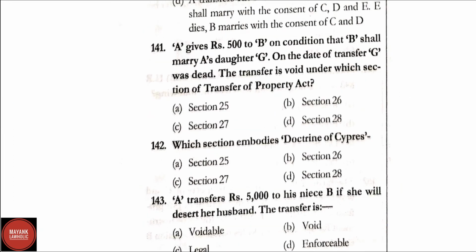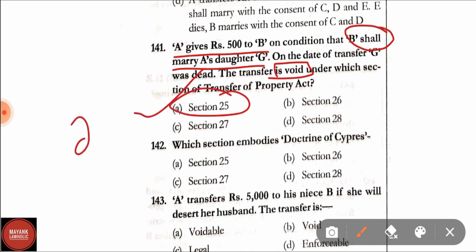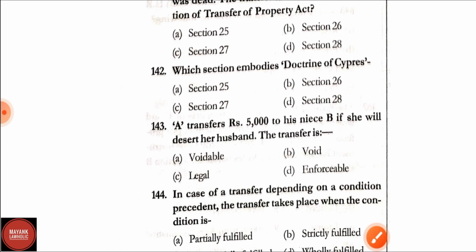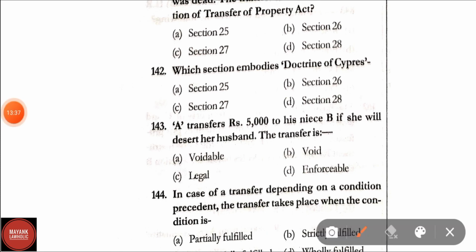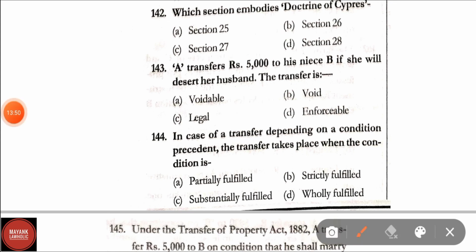Question number 141. A gives rupees 500 to B on a condition that B shall marry A's daughter G. On the date of the transfer, G was dead. The transfer is void under which section of the TPA? Here the correct answer is option A, that is section 25 of TPA. Question number 142. Which section embodies doctrine of cy-pres? Options are section 25, section 26, section 27, section 28. Correct answer is option B, that is section 26. Question number 143. A transfers rupees 5000 to his niece B if she will desert her husband. The transfer is void.